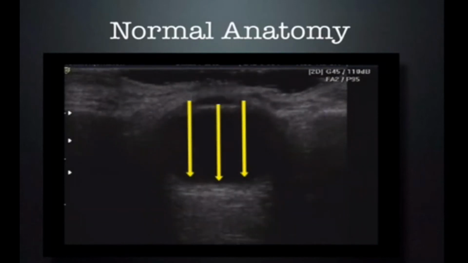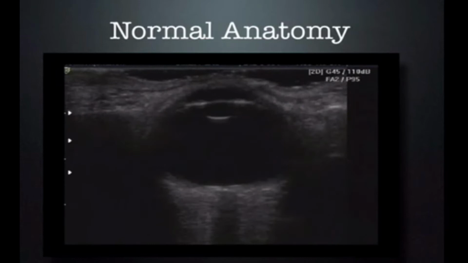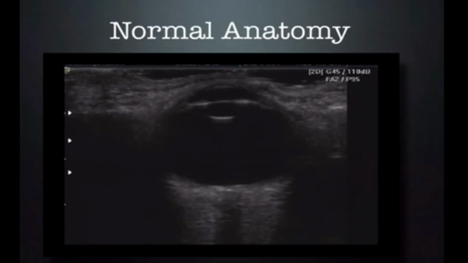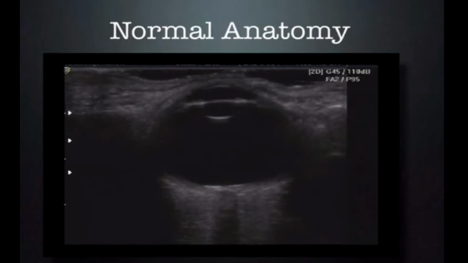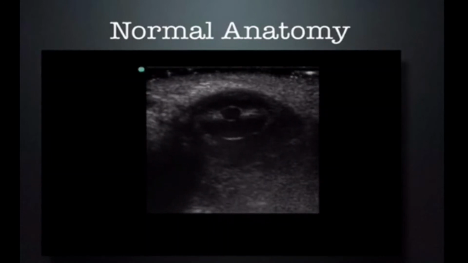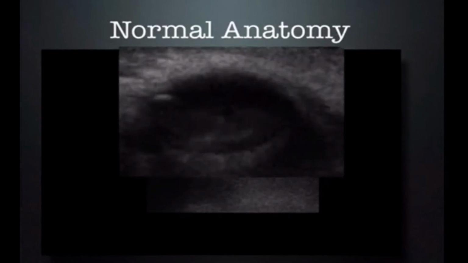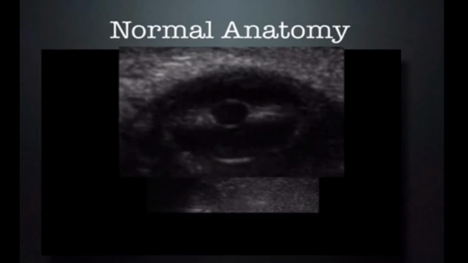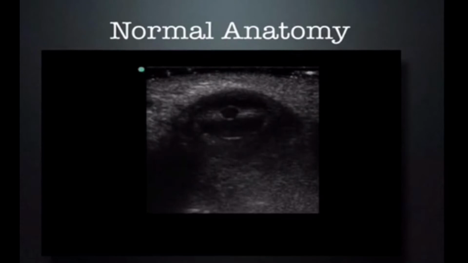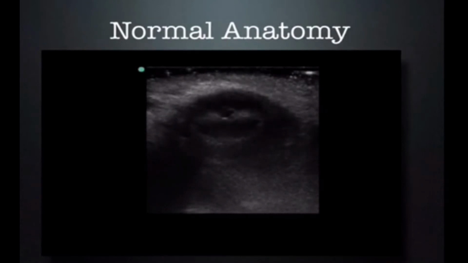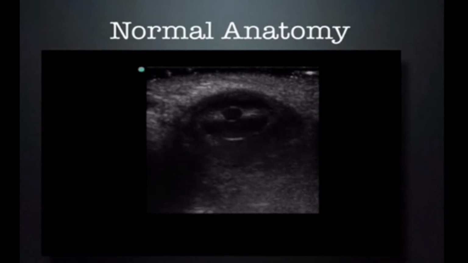The retina is the posterior portion of the globe, and it is generally a flat hyperechoic line layering against the posterior portion of the globe. Here we've tilted our probe and we can see the pupil, and as we shine a light into the other eye, we can see the pupil dilate and contract. This can be very useful if you have a patient with a swollen eye and you can't tell if they have a reactive pupil or not.